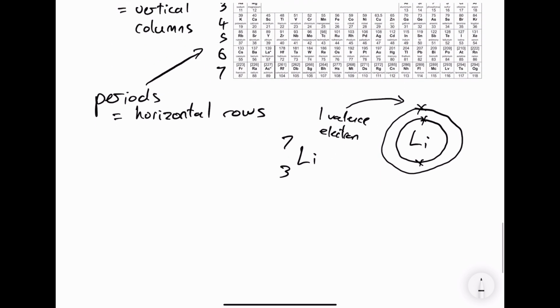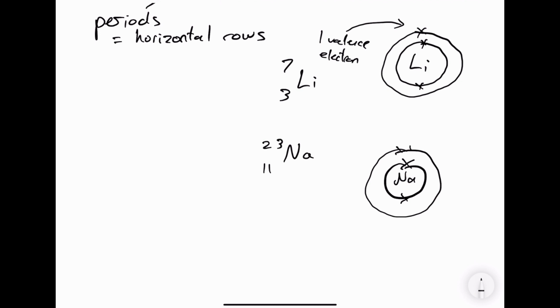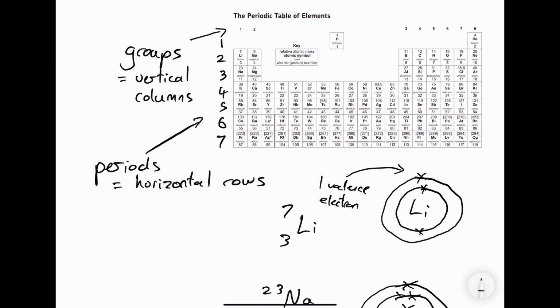So the next one down in group 1 is sodium. Sodium also has 1 electron in its outer shell. So that's what the group number indicates. The period indicates the number of shells. So hydrogen and helium only have 1 shell. Hydrogen has 1 electron, helium has 2 electrons.